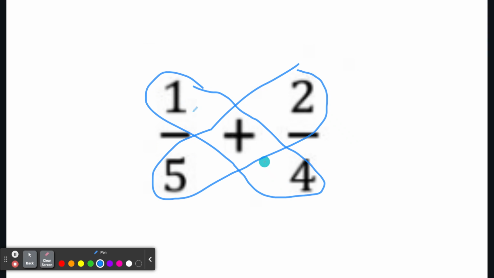What is 1 times 4? That's right, 1 times 4 is 4. Now, what is 5 times 2? Correct, 5 times 2 is 10. We can now add these two numbers together to find our numerator. And we find that 4 plus 10 is what, guys? That's right, 4 plus 10 is 14.